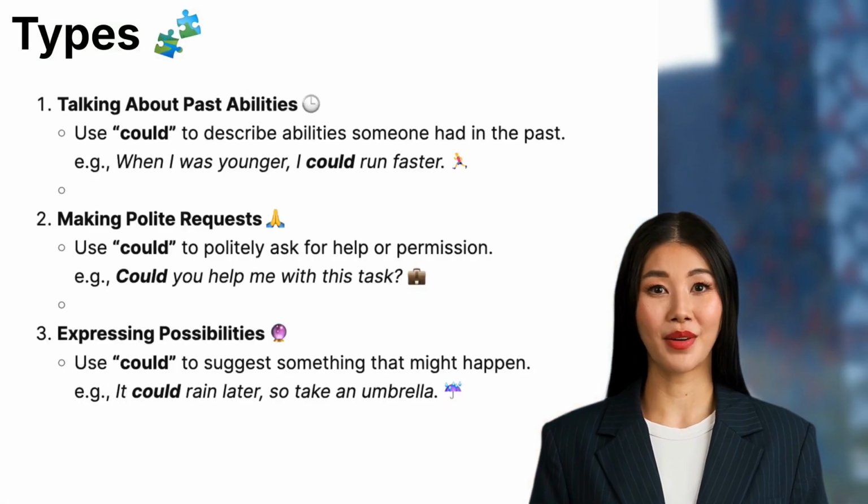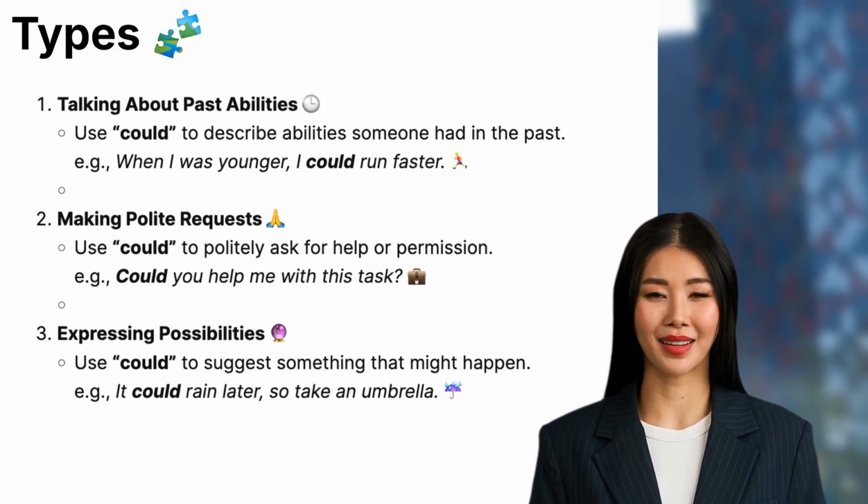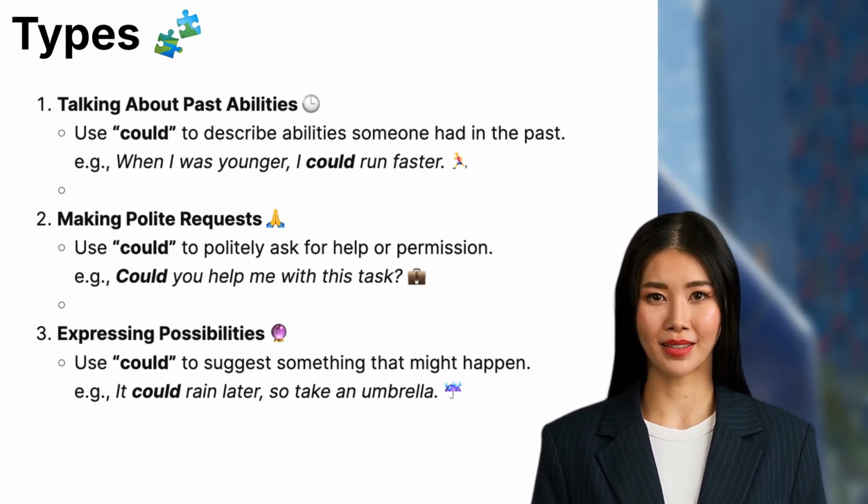In this lesson, we'll break down 6 key uses of could with clear explanations and examples. Let's get started. 1. Talking about past abilities.